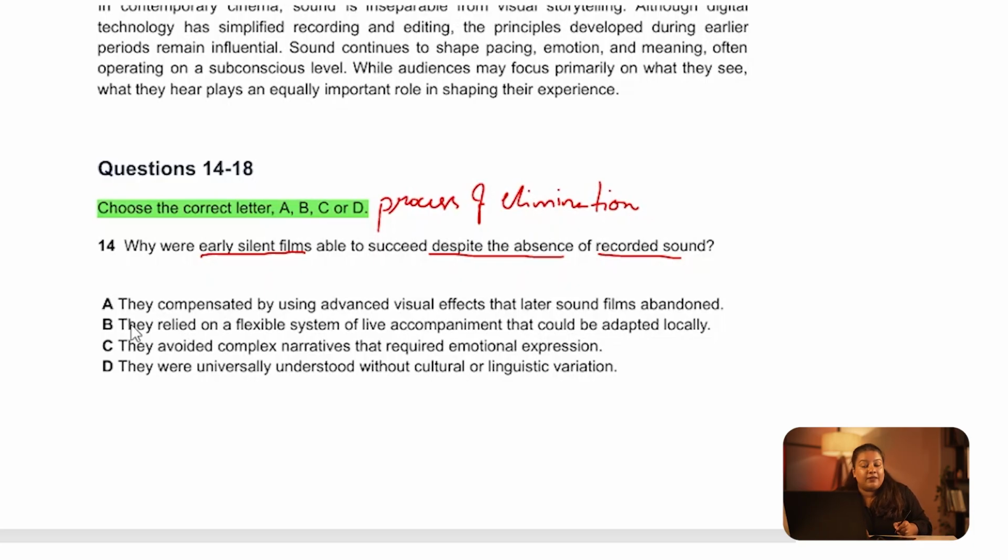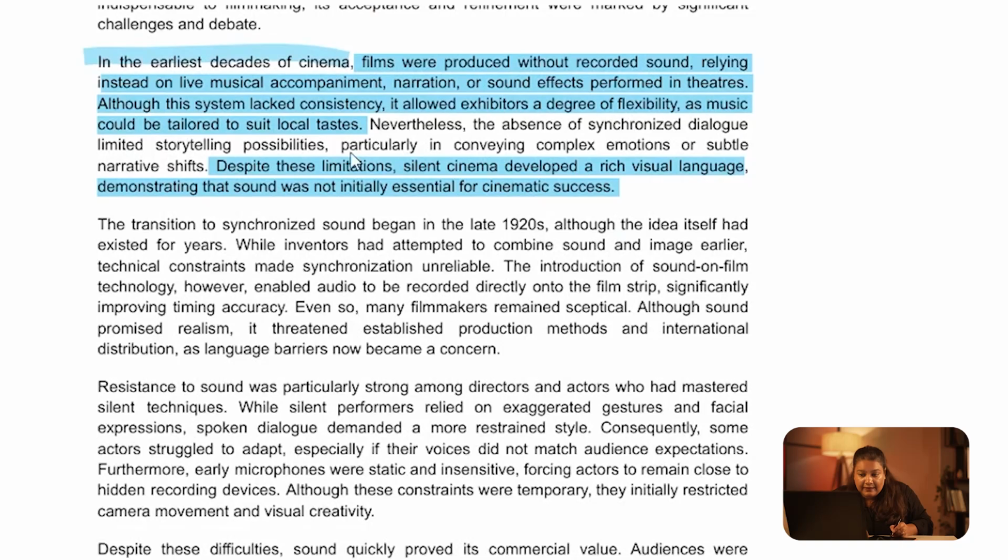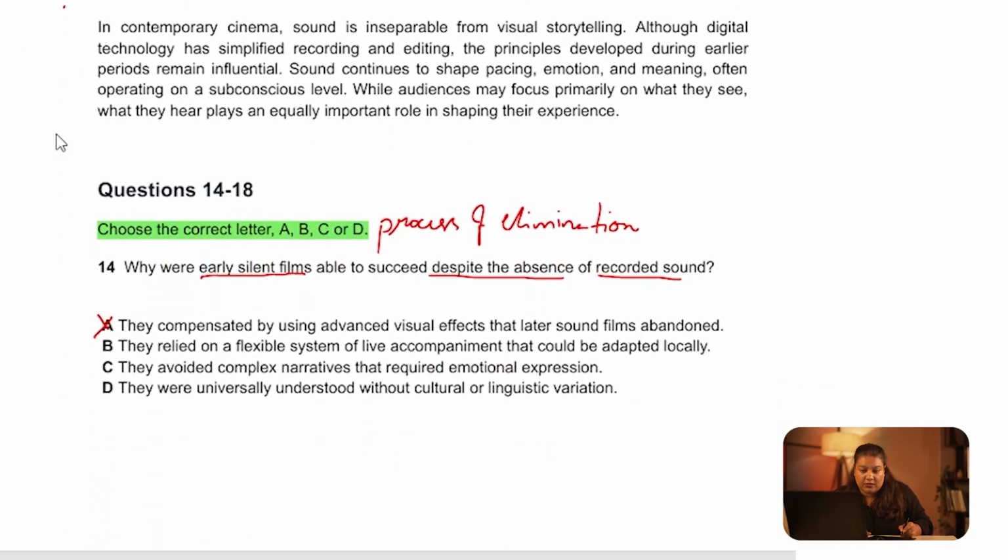Now let's look at option A. They compensated by using advanced visual effects. Did we come across anything talking about visual effects? No, so I'm going to be eliminating that option quickly. Moving on to option B. They relied on a flexible system of live accompaniment that could be adapted locally. So it did tell us here, moving back to the passage, it did say that live accompaniment is having a degree of flexibility. It could be adapted to suit local taste, basically paraphrasing. So this is going to be my answer, although we'll look at other options and eliminate them as well.